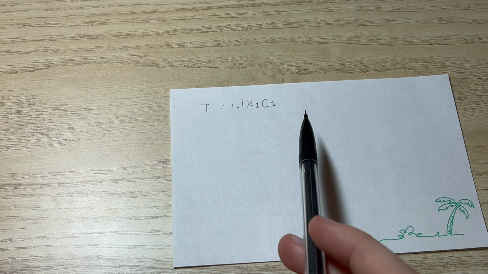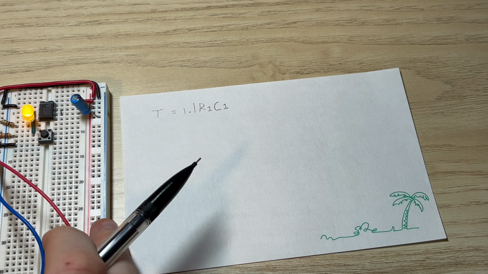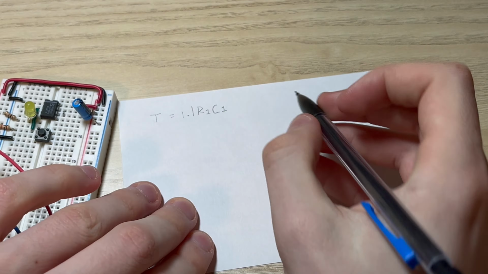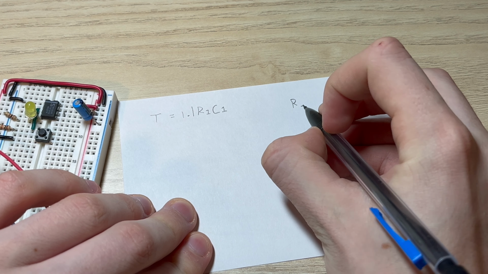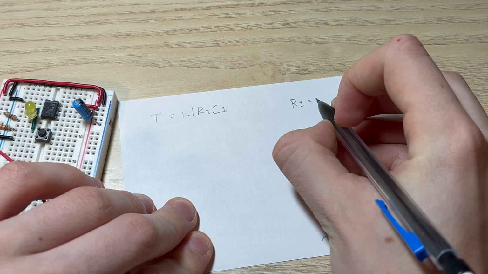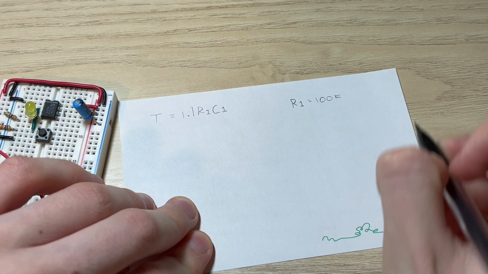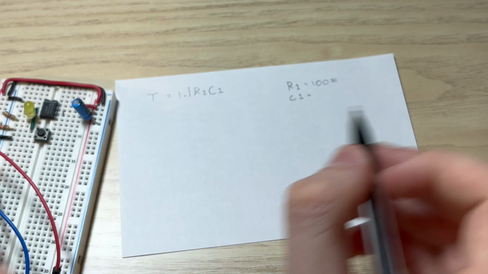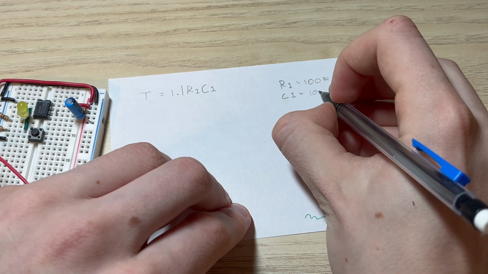So we're going to go ahead and calculate how long our LED stays on for. It looks like it stays on for a second or two, but we're going to finalize that. For R1, we have a 100K resistor. And for C1, we have a 10 microfarad capacitor.